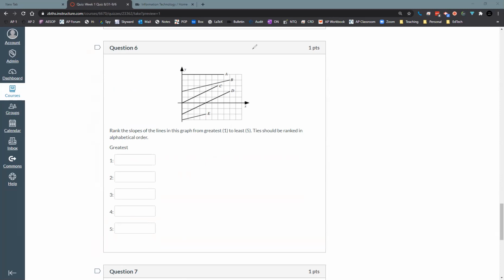A is flat, so it has a slope of 0. So it's obviously going to be last. E and B are definitely less steep than C and D, and they also look parallel. So the order is probably going to be C, D, B, E, and then A taking up the rear.